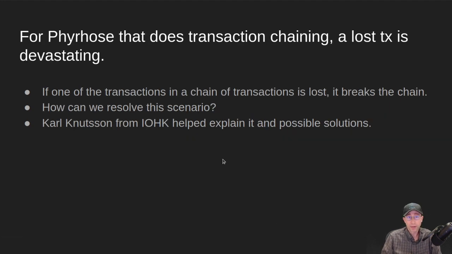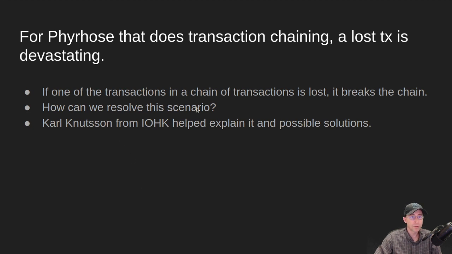So in Firehose, we do transaction chaining. If you're chaining one transaction to the output of the other, it's very important to never have a lost transaction or a dropped transaction. If one of these transactions is ever lost, it's going to break that chain, and then Firehose becomes not very good. It becomes a dribble hose.